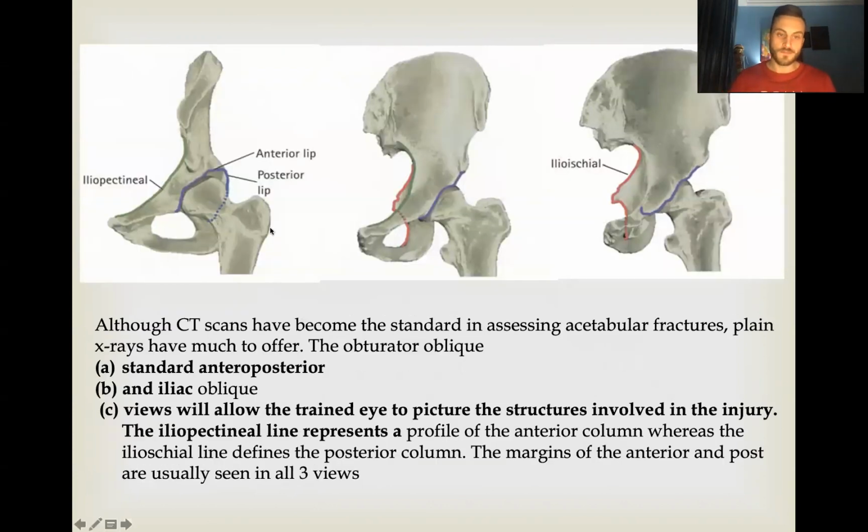So as I told you, this is the anterior lip or the anterior wall. This is the iliopectineal line. If the iliopectineal line is disrupted, it will give you an idea that there is a disruption in the anterior column. This is the green one, the iliopectineal line. The red line is the ilioischial line. And this is the anterior lip of the acetabulum. So the ilioischial and iliopectineal lines are important to keep in mind.